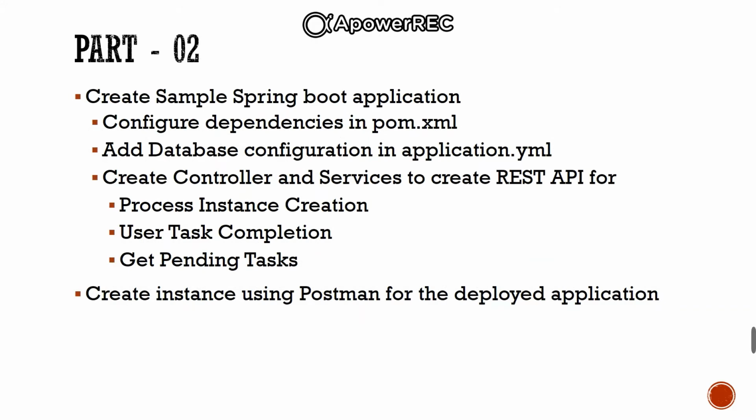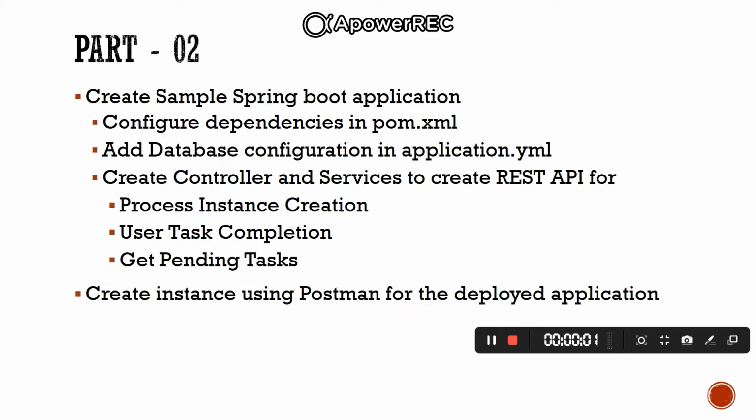Now in this episode of part 2, we are going to create a sample Spring Boot application in which we will mainly focus on configuring the dependencies in the pom.xml in order to integrate with Flowable. Then we'll see what configurations we need in the application YAML or properties to configure the PostgreSQL database. After that we'll create some REST APIs to create process instances, complete user tasks, and get the pending tasks, and then we'll test these APIs using Postman.